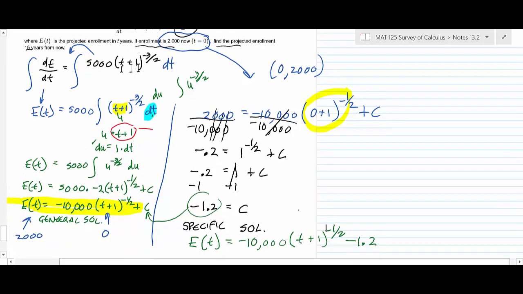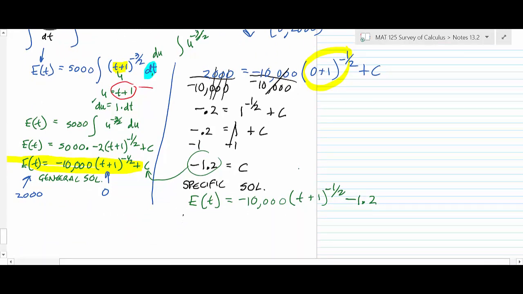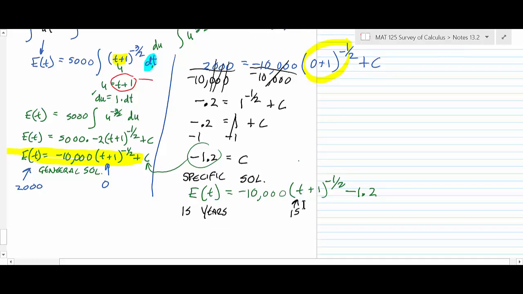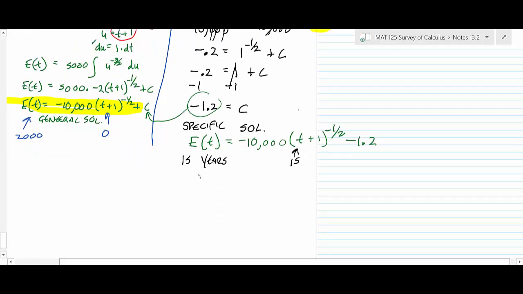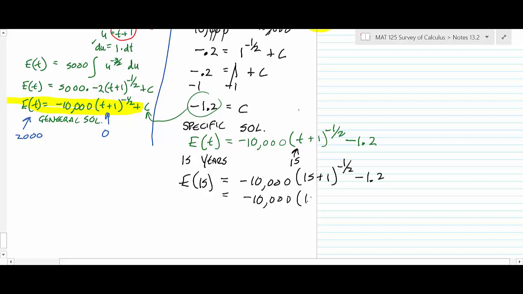Now it says find the enrollment in 15 years. Okay, so what would you do if you wanted to find the enrollment in 15 years? You just plug 15 into t, and then this would be a good calculator problem, I think. Although I do see, I think the square root will work out. So we just do e of 15. So that's negative 10,000, and then that's 15 plus 1 to the negative 1/2 minus 1.2. Okay, and I'm going to clean this up and write this as negative 10,000, 16 to the negative 1/2. And you can go ahead and you can put it in your calculator right now if you want to, exactly the way that is. Or you could work this out.